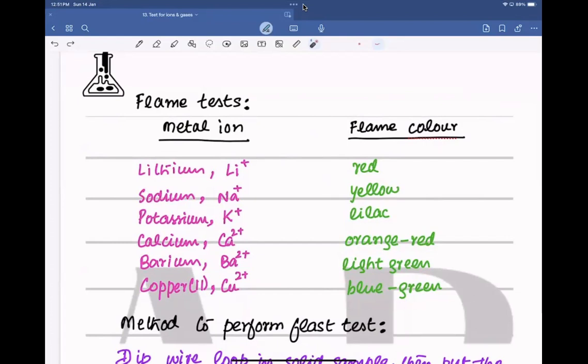Sir, what is meant by the flame test? I will explain the method, then you will understand how we will do the flame test. Actually, we burn that compound in the flame, and in the presence of these ions, the color of the flame changes. And these colors are shown. Okay. Everyone took the screenshot? Yes. Okay.